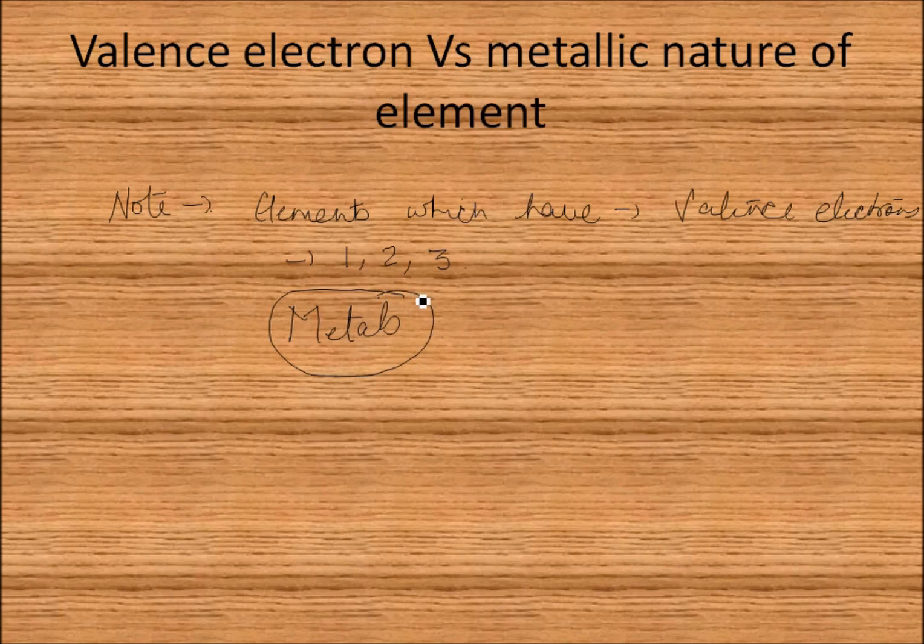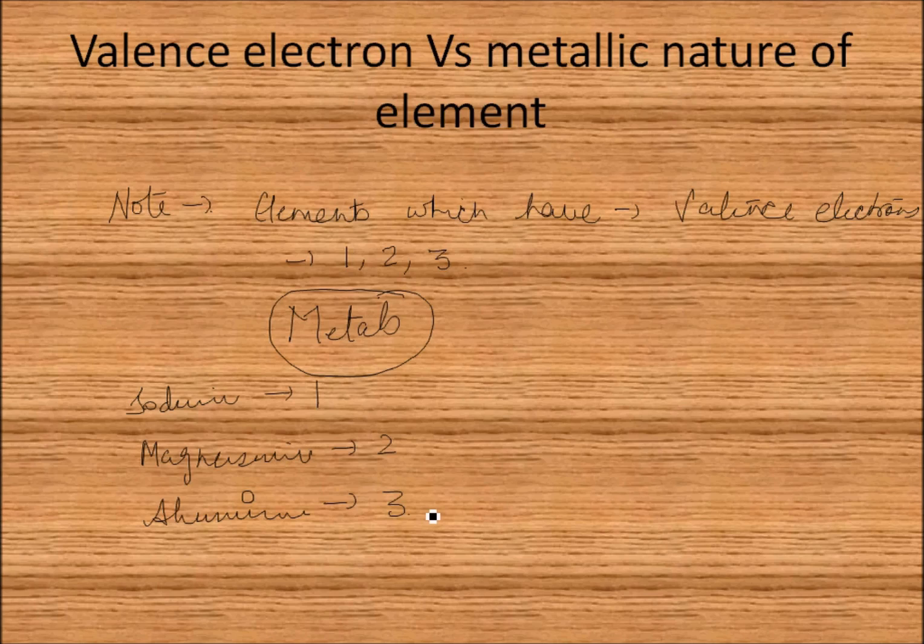Except hydrogen, which has one valence electron, and helium, which has two valence electrons in the K shell, but they are non-metals. For example, sodium has one valence electron, magnesium has two, aluminum has three valence electrons in their atom. So sodium, magnesium, aluminum all are metals.